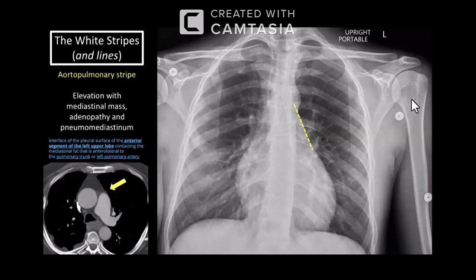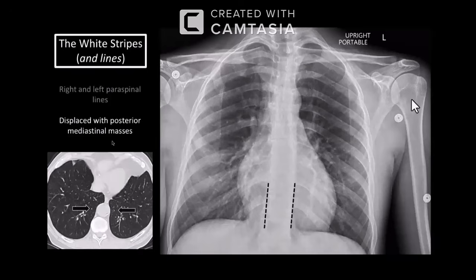The other line is the aortopulmonary stripe. Usually this stripe is nothing but the interface of the pleural surface of the anterior segment of the left upper lobe contacting the mediastinal fat, which is actually anterolateral to the pulmonary trunk. So that's the stripe. Usually this gets effaced or elevated with mediastinal masses, lymphadenopathy, and also if there is a pneumomediastinum.